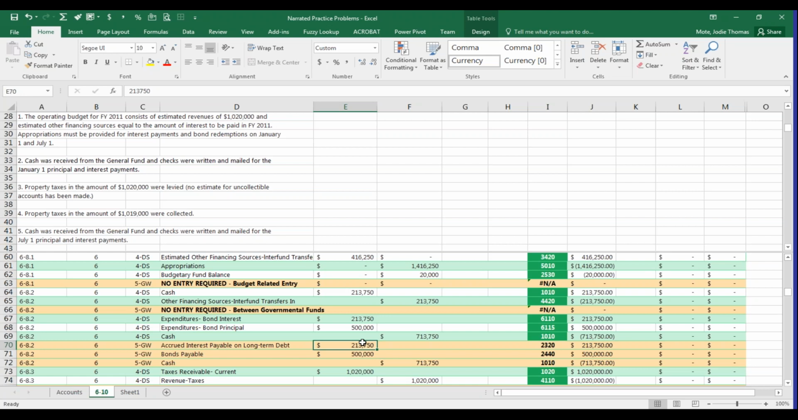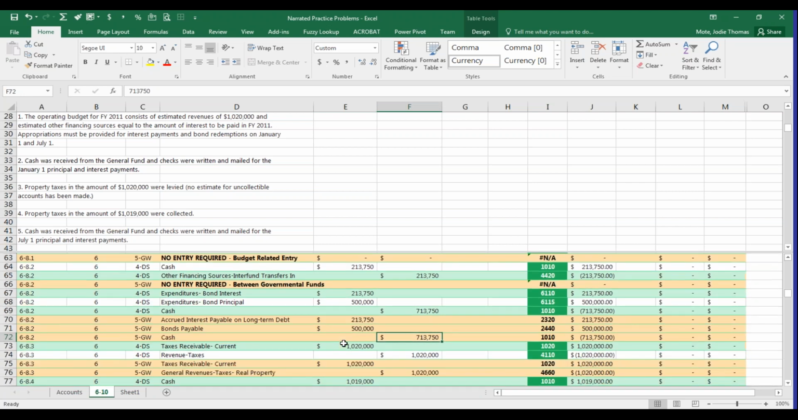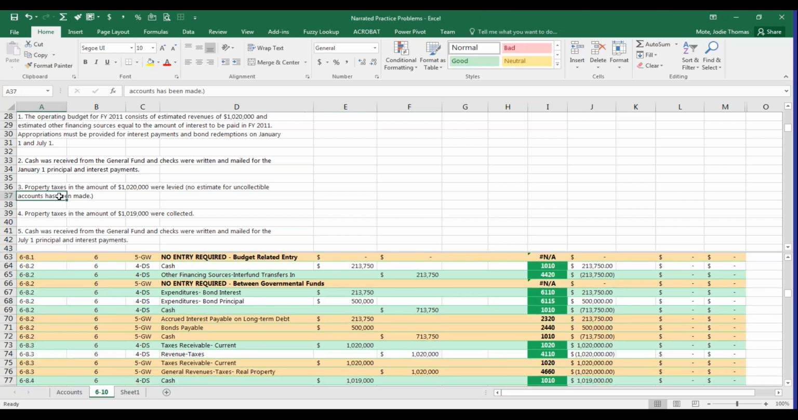So the reason you're not on this is a 1/1 entry, a January 1st entry. So the reason that you're not debiting interest expense here is because you've already accrued this interest expense as of 12/31/2010. Because remember, the interest payments are due on 1/1 and 7/1. So as of 12/31/2010, there was a payable on the books for the interest of $213,750. So you're debiting that accrued interest payable there. You're debiting bonds payable, crediting cash for the same amount of $713,750.